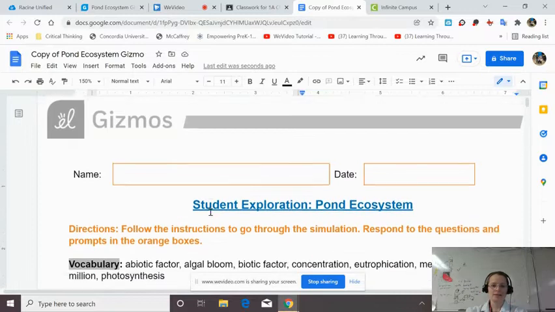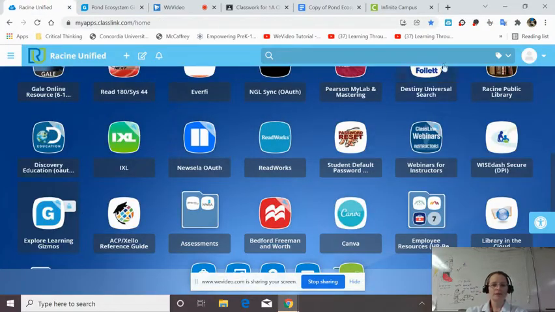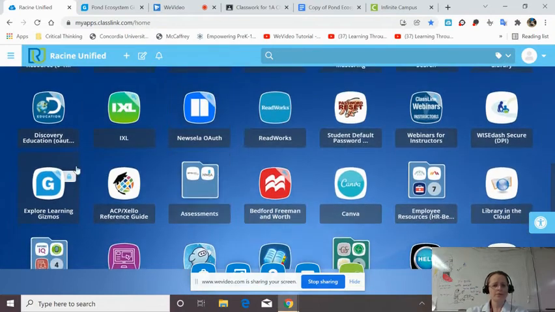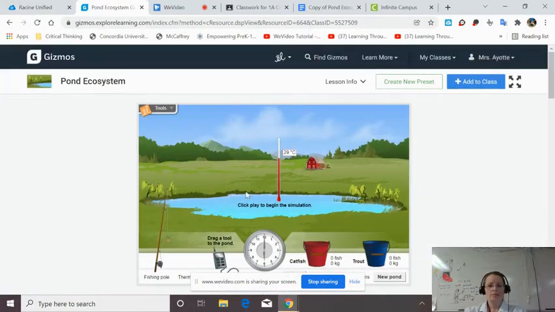So it looks like this. Next, you're going to go to your start page. And you're going to find the icon that looks like this, the white G and the blue kind of box looking thing, and open that. You'll have 3 gizmos to choose from. Click Open the Pond Ecosystem Gizmo.